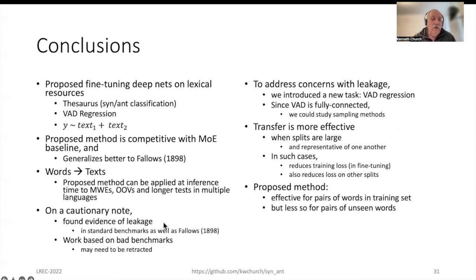On a cautionary note, we found evidence of leakage in the standard benchmarks as well as the Fallows one. And we think there's a lot of work based on bad benchmarks that may need to be retracted. To address the concerns with leakage, we introduced the VAD regression task. Since VAD is fully connected, we could study various sampling methods. The transfer is more effective when the splits are large and representative of one another. The proposed method is effective for pairs of words in the training set, but less effective for pairs of unseen words.